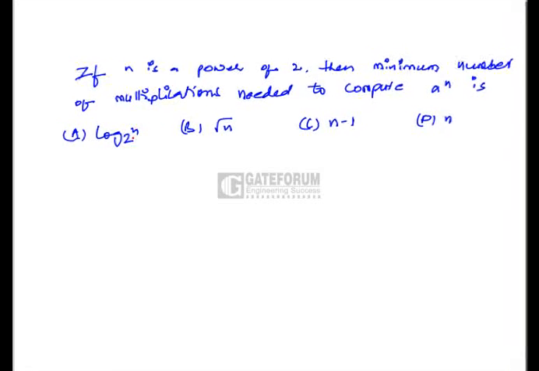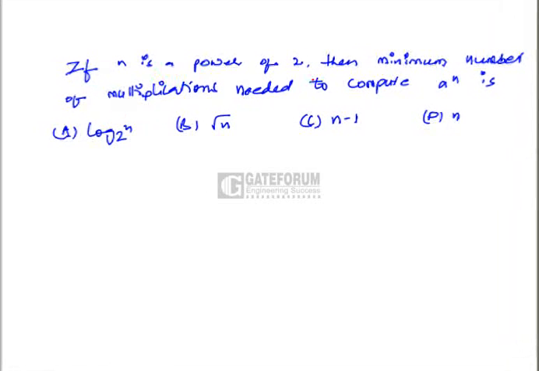Here the question is, if n is a power of 2, then the minimum number of multiplications needed to compute a power n is, here 4 options are given and we have to find the correct option. Let us take n equal to, for example, 16. Then we have to compute a power 16.